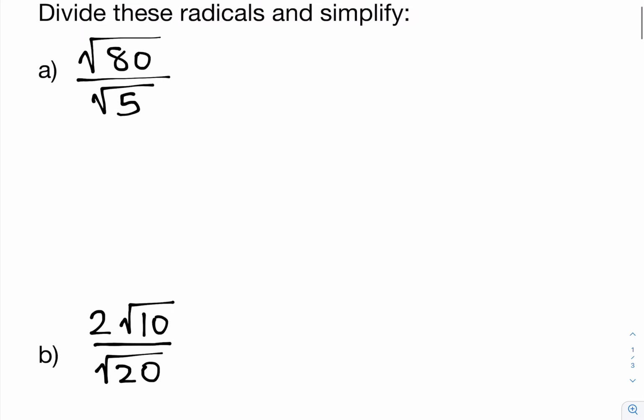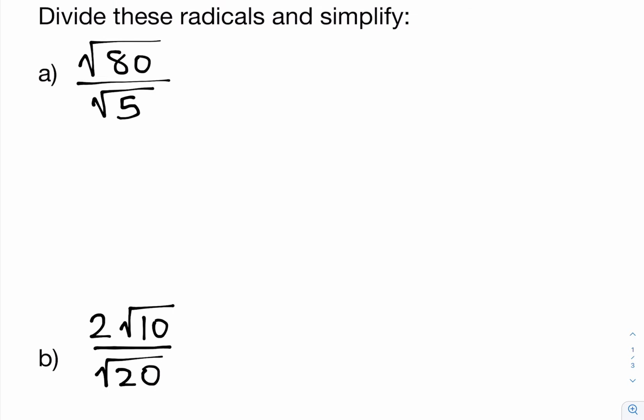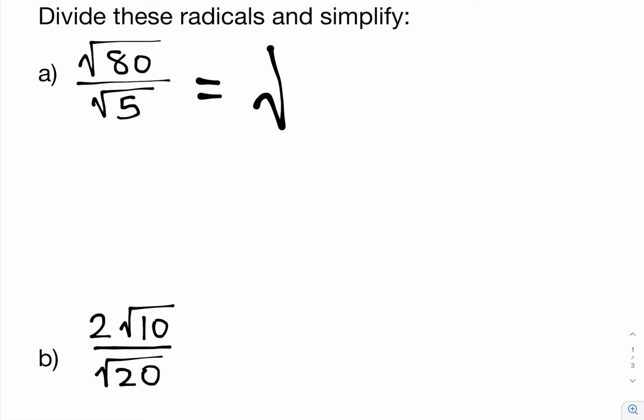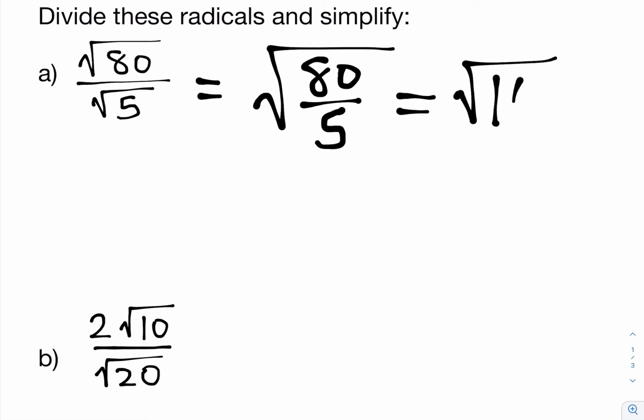So the square root of 80 over the square root of 5. Using the formula, this is the same as the square root of 80 divided by 5 in a single radical. So 80 over 5, if you're unfamiliar with your division tables, is 16. So that's the same as the square root of 16, and that's going to be equal to 4.